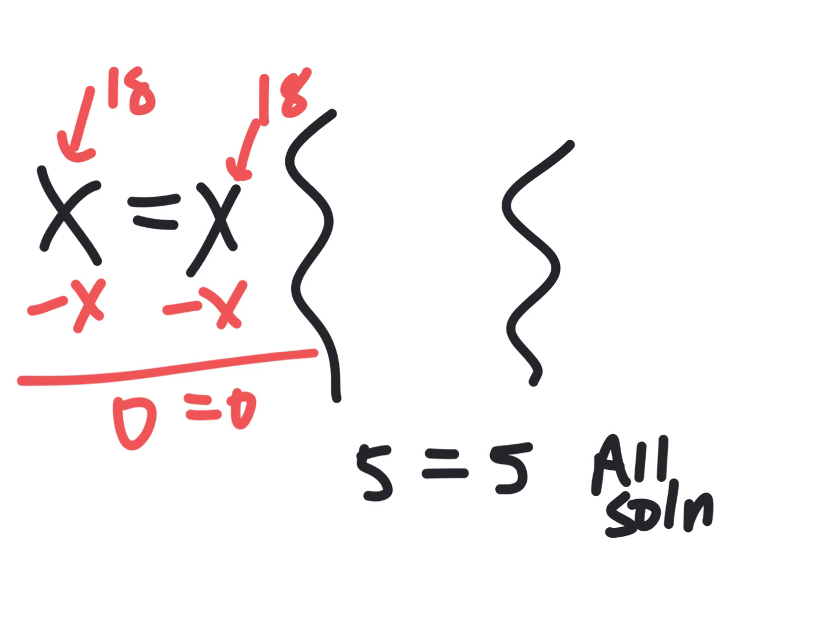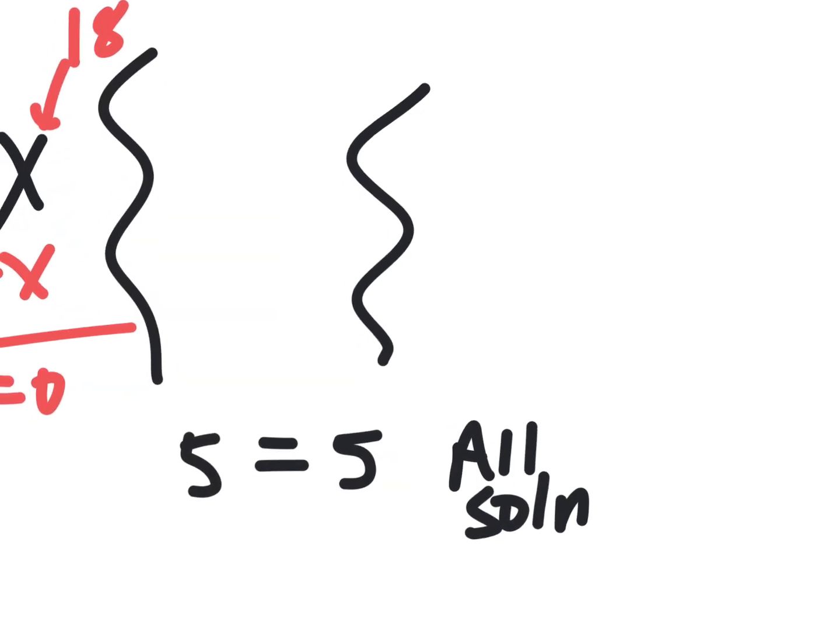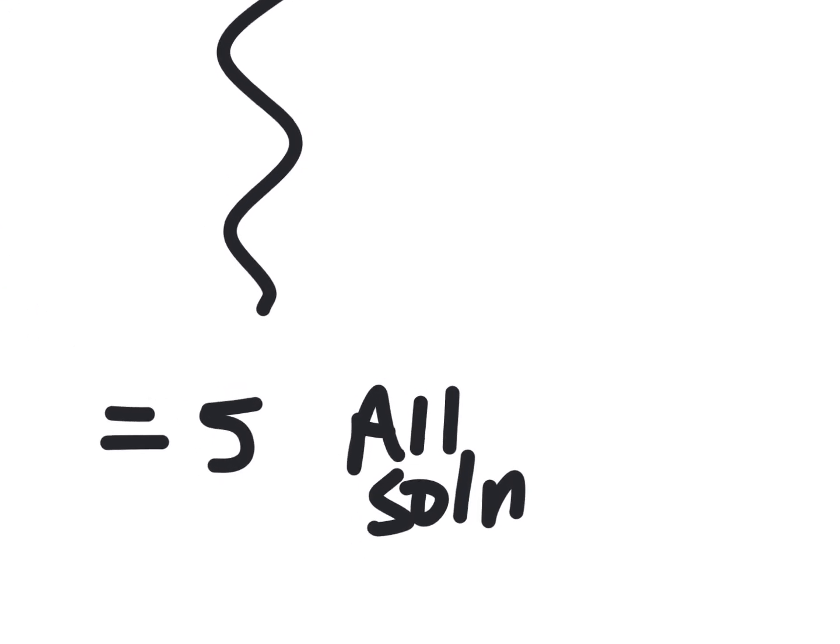Are there other things that could happen at the end of solving an equation that are weird? Yeah, what if it says like 0 equals 5? Well, then that's just false. I mean, 0 equals 5 isn't true. So instead of saying all solutions, what do you think it's going to be? No solutions. Good.